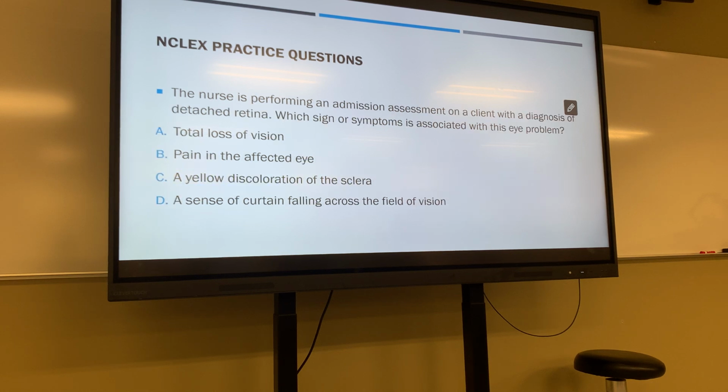Alright. The nurse is performing an admission assessment on a client with a diagnosis of detached retina. Let's say partially detached retina. I changed this on the exam. So it's partially detached, okay? Which sign or symptom is associated with this eye problem? D, good. If it was fully detached, then it would be total loss of vision. Okay, it is D, in partially detached retina.